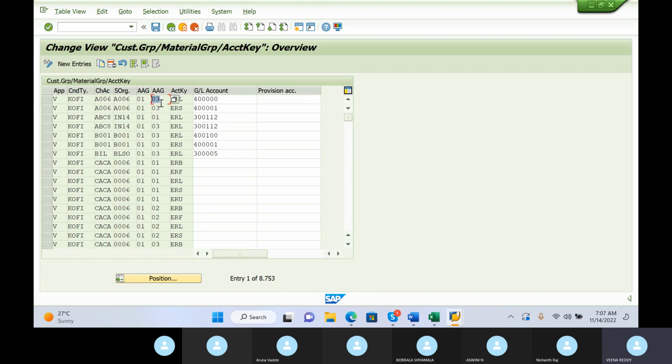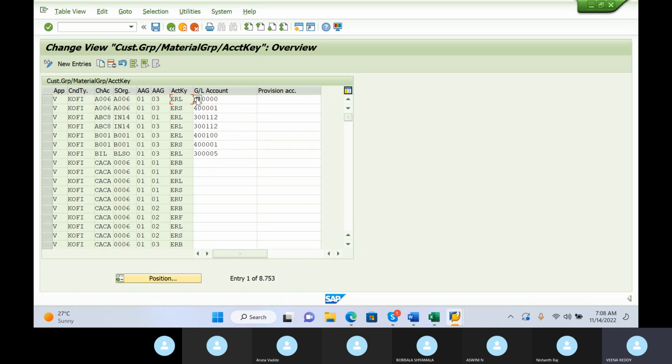This account will be determined in the master through account determination. This GL will be picked. This account determination will be given in the customer master, and this account determination will be given in the material master. Through this combination, this GL will be picked. The condition type is FI related. So these are the condition types with the accounting keys we are maintaining in VKOA.